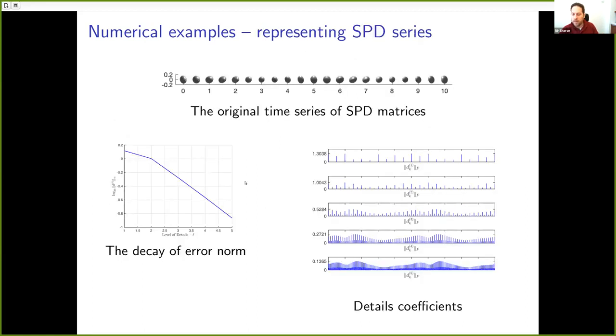So here is another example, a time series of SPD matrices. From the details, you can actually assign some smoothness properties for the series, and actually detect anomalies and other things like jump discontinuities. For matrix-valued functions, this is not easy, not trivial.